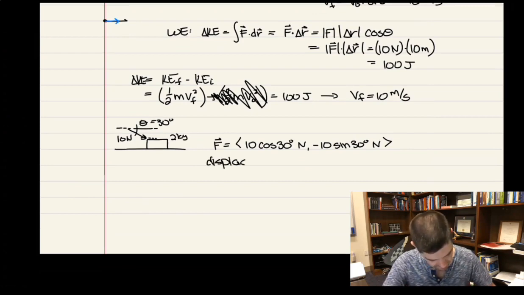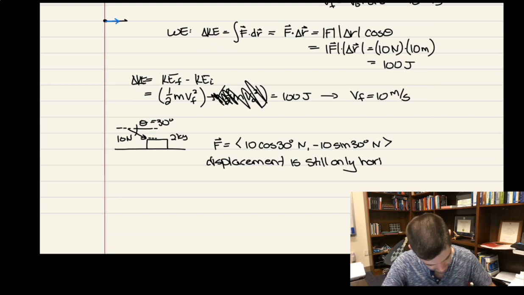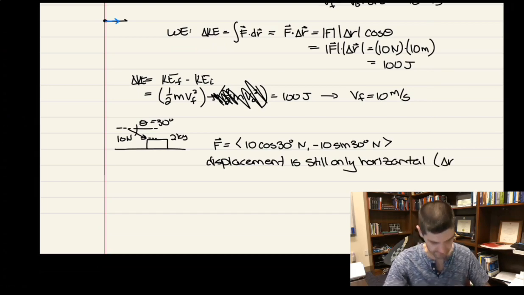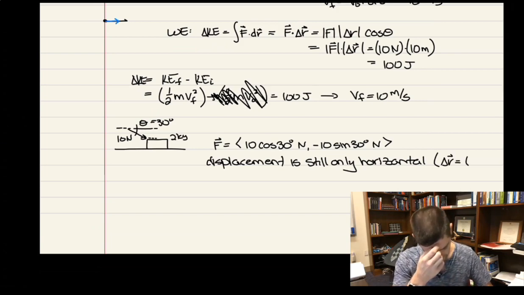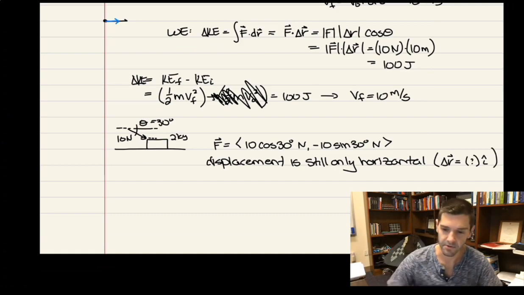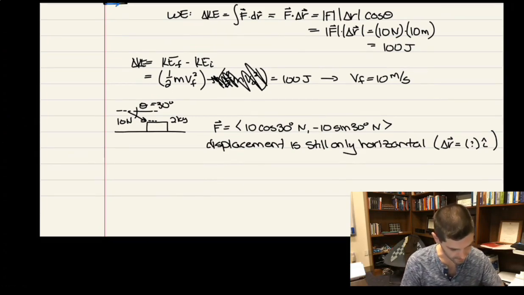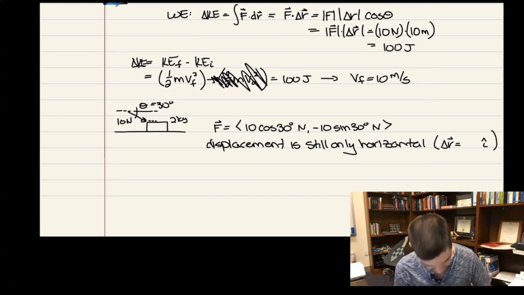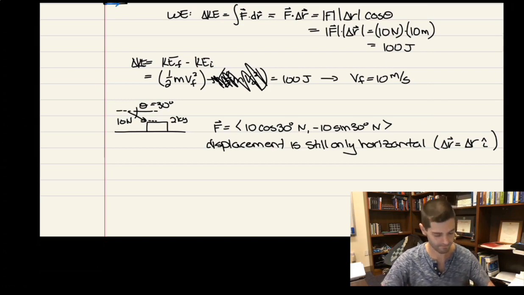The displacement is still only horizontal. Delta R in this case is some number multiplied maybe by i if we wanted to use the ijk notation. It's only moving in the horizontal direction if I want to write it down as a vector. Actually, I can be more specific. Instead of a question mark, I can write it down as whatever this displacement is. I just don't know it yet. It has some magnitude.